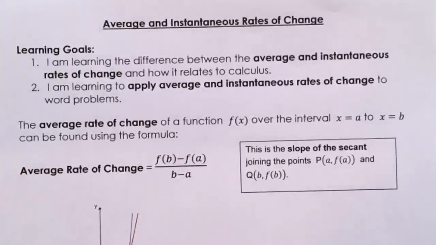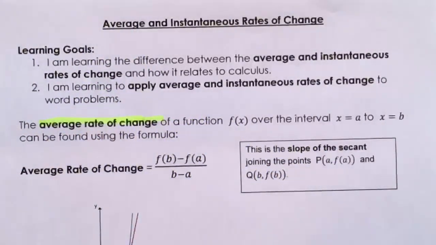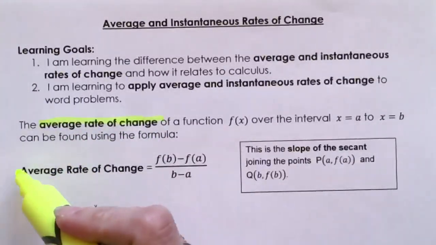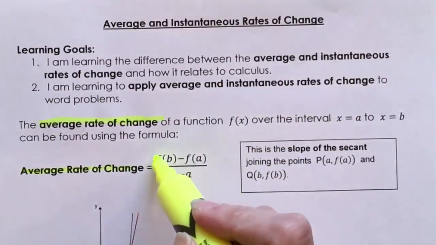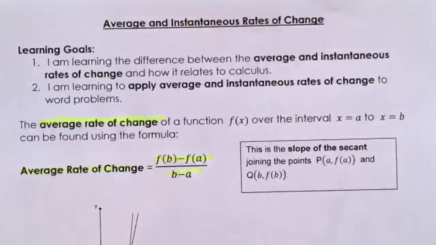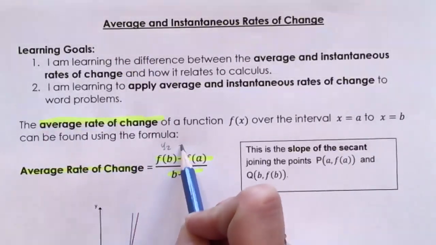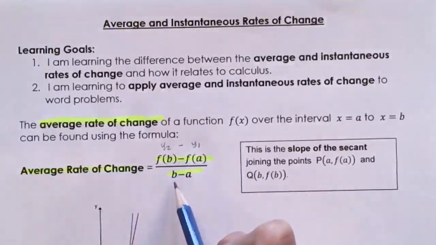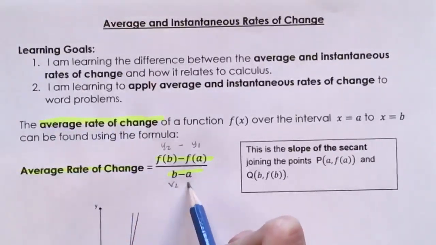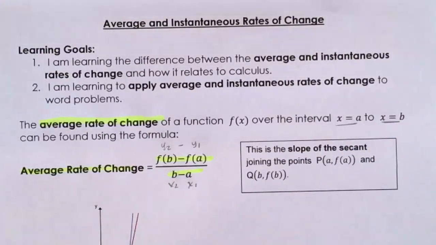The average rate of change of a function over the interval x equals a to x equals b can be found using the formula average rate of change equals f at b minus f at a over b minus a. So really this is just finding the slope of the secant. You can think of f at b being like y2 minus f at a being y1, over b, if that was x2, minus a, which was x1, because we're going from the interval x equals a to x equals b. So that's why I've got it in the box here.